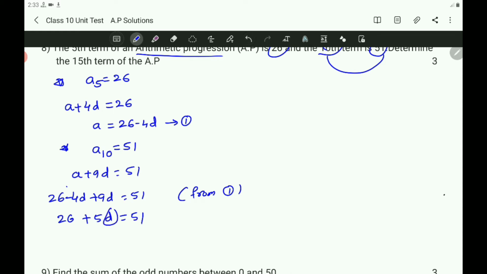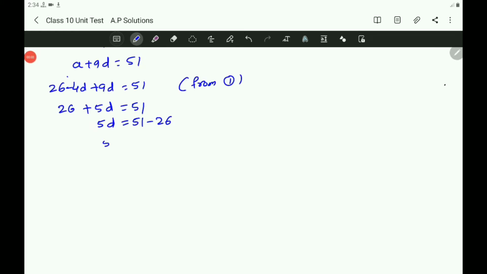To solve for D, first you shift this 26 to the RHS. Write 5D here and transfer 26 to the RHS. That becomes 5D equals 51 minus 26. You know that 11 minus 6 is 5 and 4 is remaining, 4 minus 2 is 2, so you get 25 here. Then D equals 25 by 5. 5 ones are 5, 5 fives are 25. You got the value of D, that is 5.